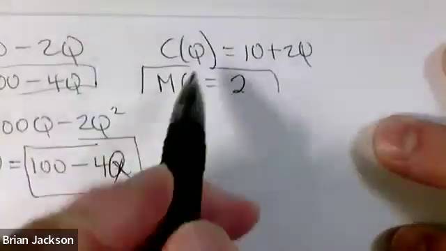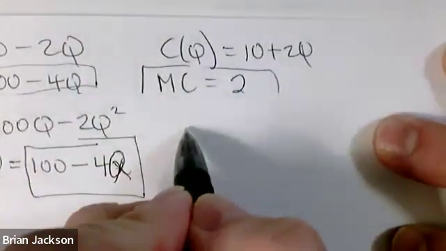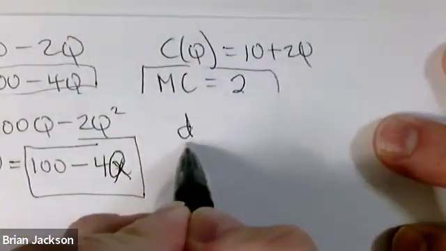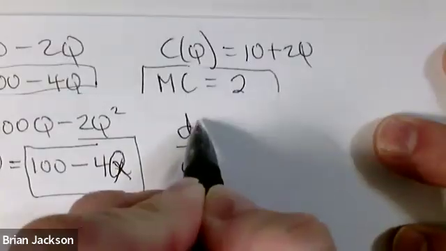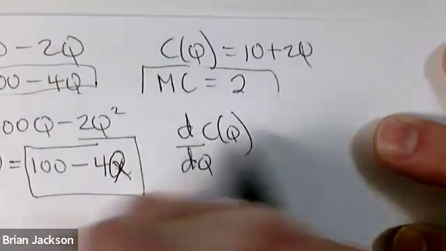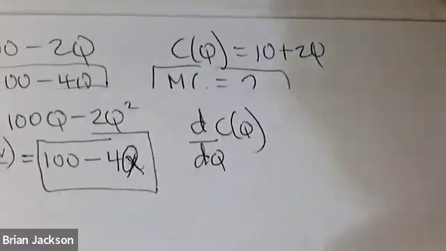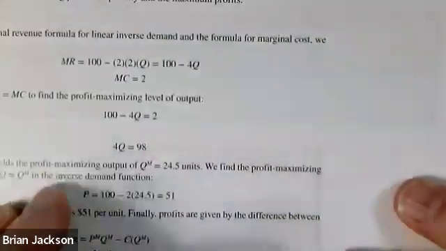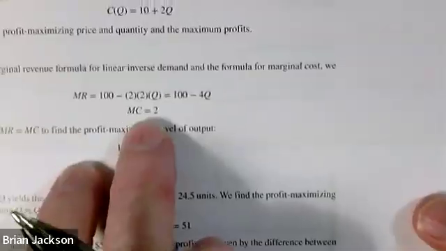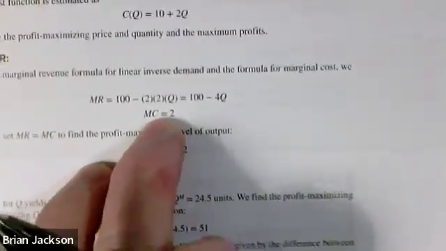Similarly, the cost function here, I just said it's 2, but what is it? The marginal cost is the derivative with respect to Q of the cost function, C sub Q. And so that's the sort of thing that they're writing here. They wrote marginal cost is 2 here.